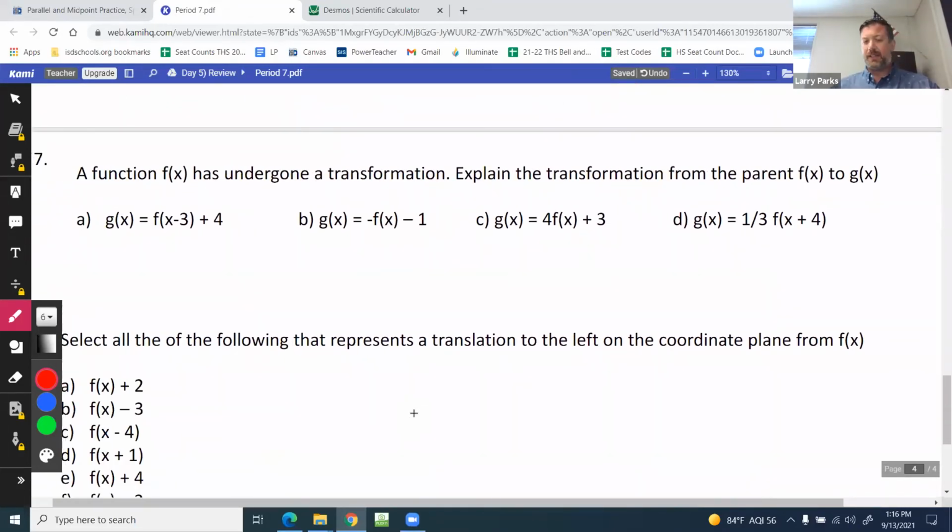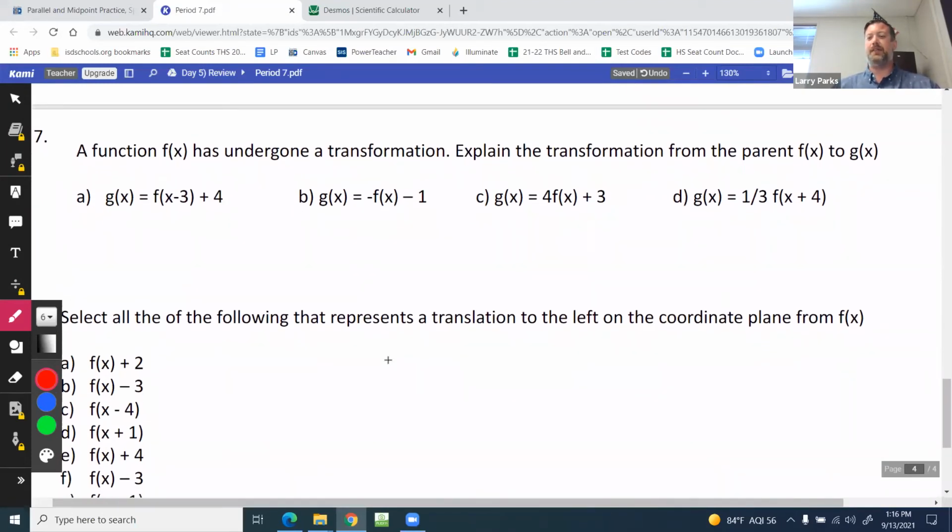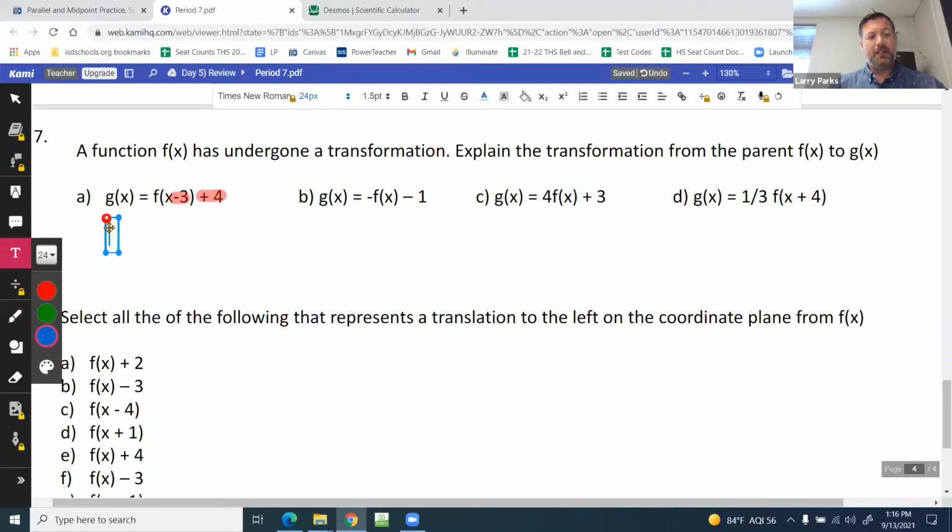A function f of x has undergone a transformation. Explain the transformation from the parent f of x to g of x. This should be fresh in your mind. Remember, plus, or that's a minus, -3 moves it to the left 3. +4 moves it up 4. So I would say right 3. I may have just said left, but it's right 3. And up 4. So that's all that happens. It gets moved 3 to the right and up 4.